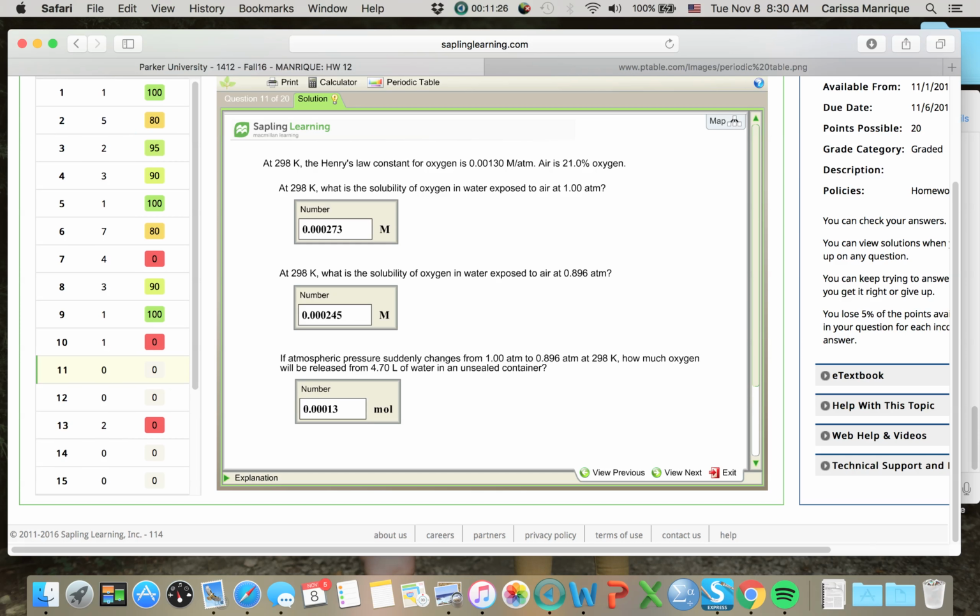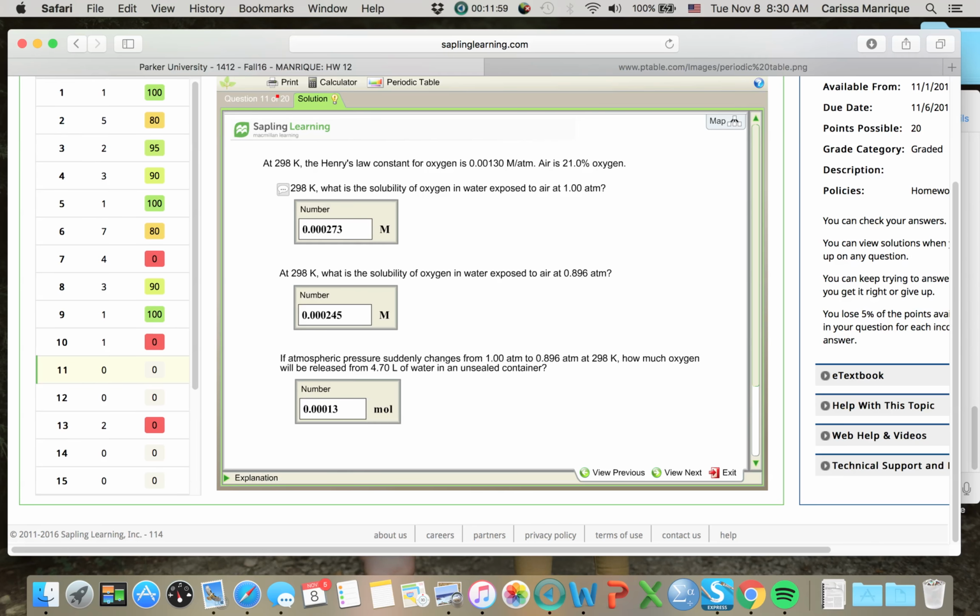is another Henry's Law problem. It says Henry's Law, plus they talk about solubility and pressure, okay? It says at 298 K, and notice that all the temperatures are at 298, so the temperature doesn't matter. The Henry's Law constant, which is the K, is 0.0013 molarity per atmosphere. Air is 21% oxygen. At 298 K, what is the solubility of oxygen in water exposed to air at 1 atmosphere? Notice it's exposed to air.